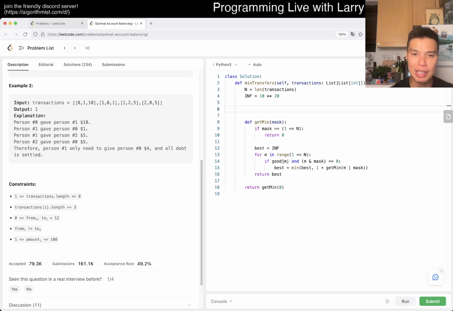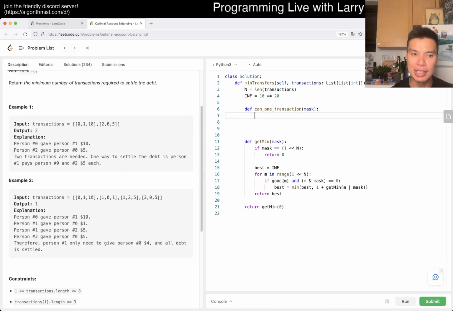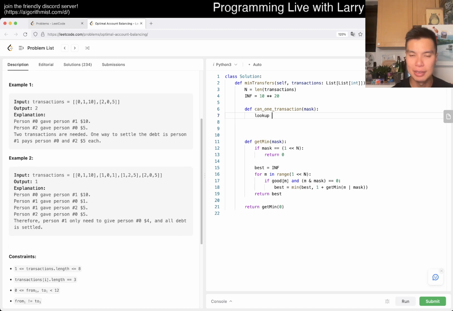So basically now we have to calculate the good part, right? The good thing is that we can figure out whether something can be settled in one move. So maybe we have a mask, like a good function, a can-one-transaction function, something like that. That's a terrible name, but of a mask. Basically, the idea is that we use that transaction. So let's say we have a lookup table equal to collections.Counter.